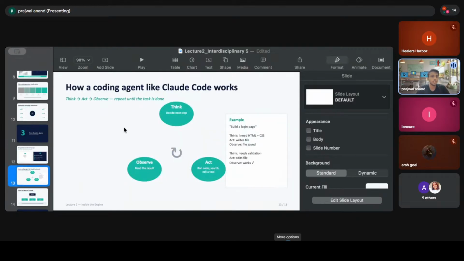And what do agents, like even Claude Code, do? Like how is it built basically? It is think, act, and observe, and repeat until the task is done.